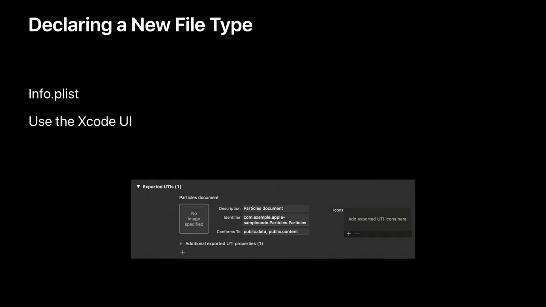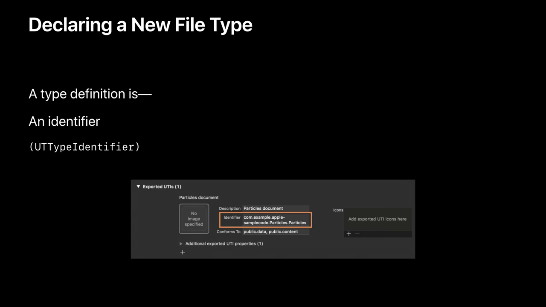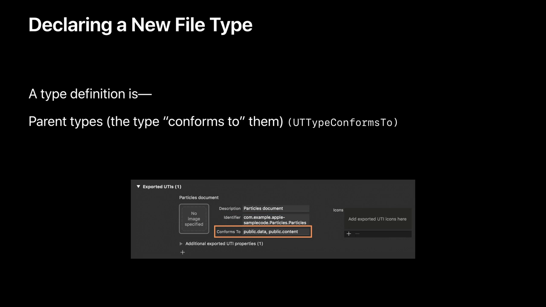And in this exported type section, which lets me edit my info plist, I specify a type identifier, which is a reverse DNS string that I choose. So here I use com.example.apple.particles. And I need to declare a list of parent types in the conforms to field.